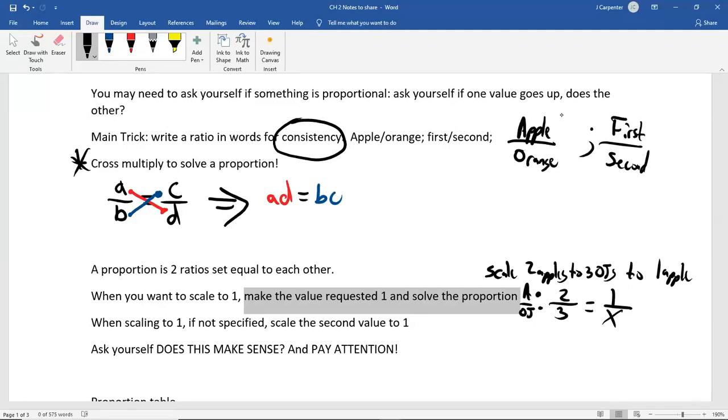If for some reason they don't, some people will say scale the smallest to 1, some people will say scale the biggest to 1. What I find is most common with this course is that you scale the second value to 1. So if they don't specify which one to scale, it's generally going to be the second thing they said. And as I said, we will see these issues addressed with the guided worksheet activities we'll be covering.